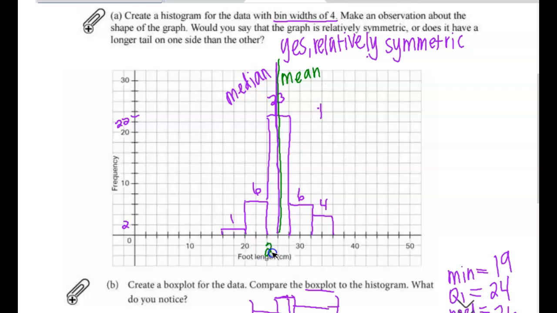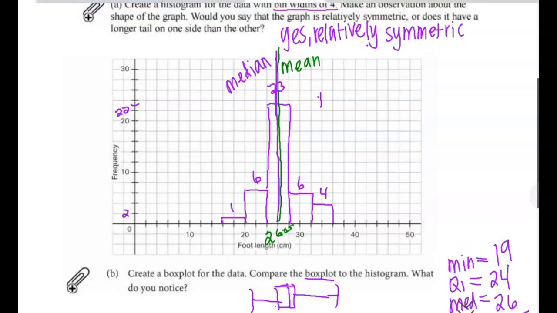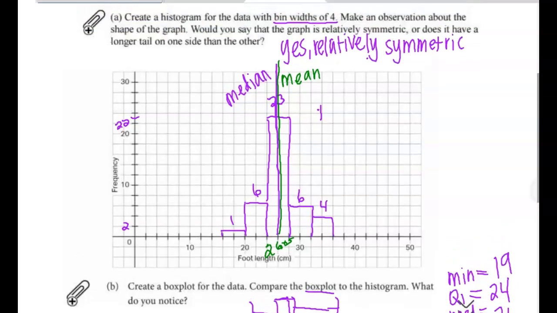Again, this was at 26.0. Okay? Alright, when you're done, please turn to the back page because now we're going to change the data. That was the whole point of this. Change the shape of the data.